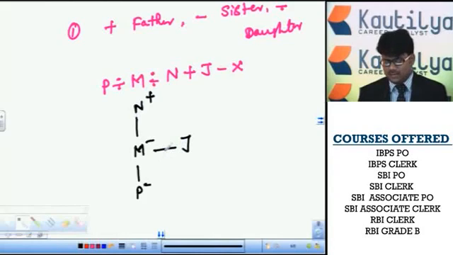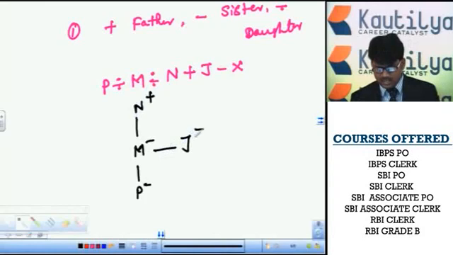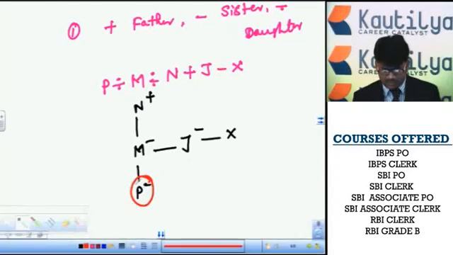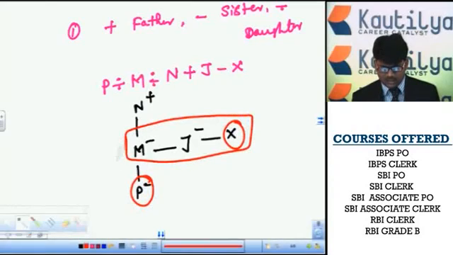Next, J minus X. Minus denotes sister. J is a female person, and X we denote as a sibling of J in a horizontal line. The question is how is P related to X? We have to identify how P is related to X. M, J and X, all three persons are in a horizontal line. This horizontal line represents brothers or sisters, that means siblings.